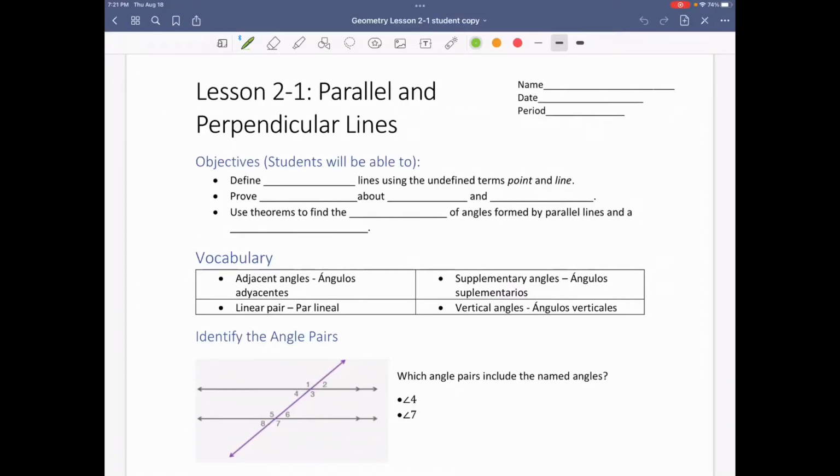Hello geometry students. Today's lesson is 2-1, Parallel and Perpendicular Lines. Please put your name, date, and period on your paper.